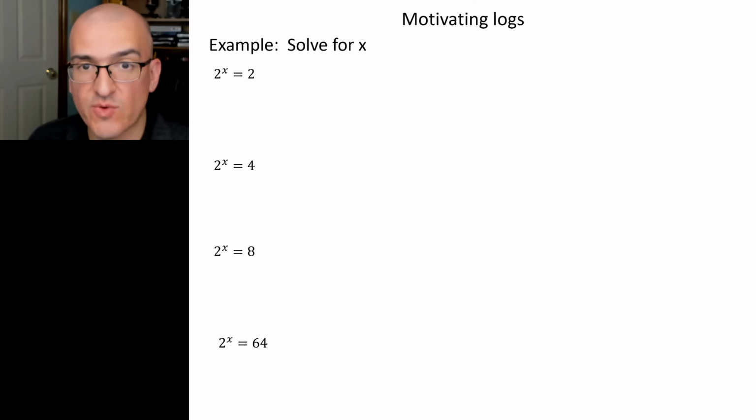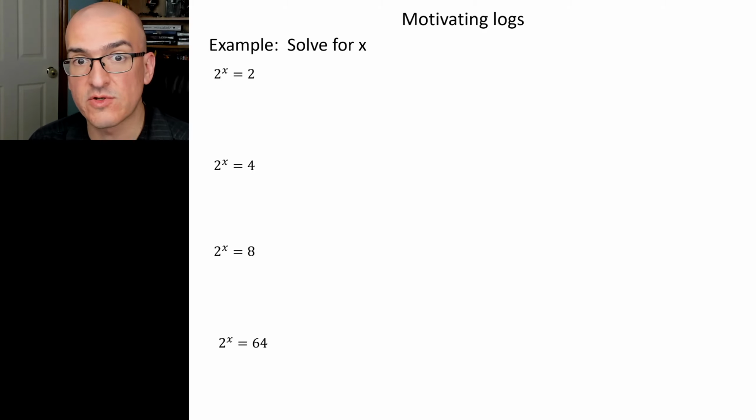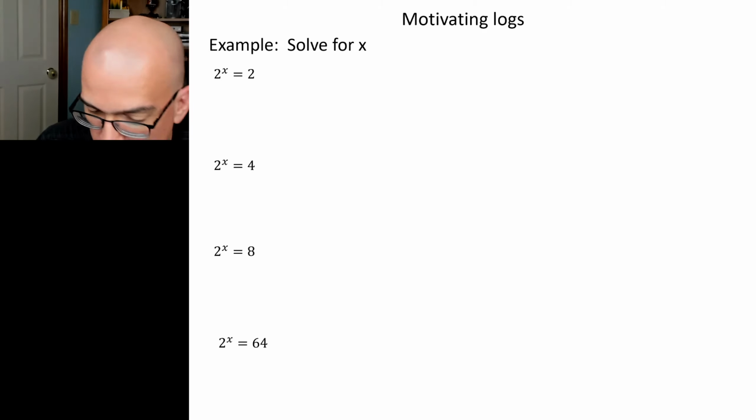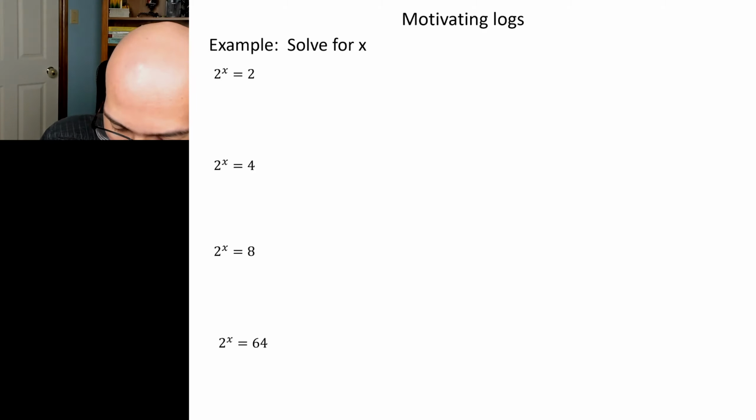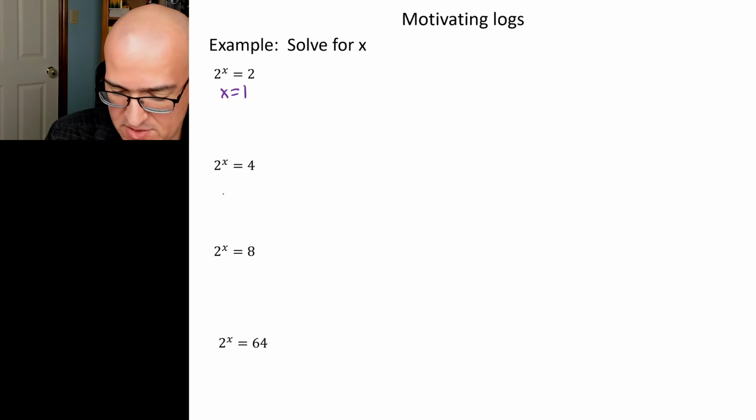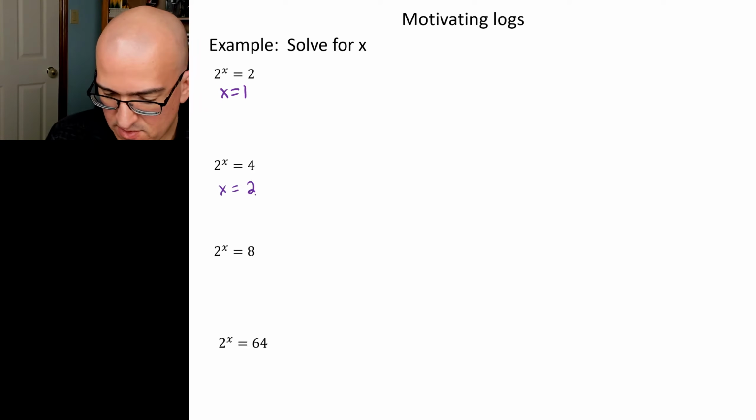Okay, and I know we're past the 20-minute mark, but I want to motivate something. I want to motivate the next video, give you a reason to continue the story. I want to solve these next set of problems for x. 2 to the x is equal to 2. Well, that one's easy. X is 1. 2 to the x is equal to 4. That one's easy. X is 2. 2 to the x is equal to 8. That one's easy. X is 3. 2 to the x is equal to 64. We have to think about that one.